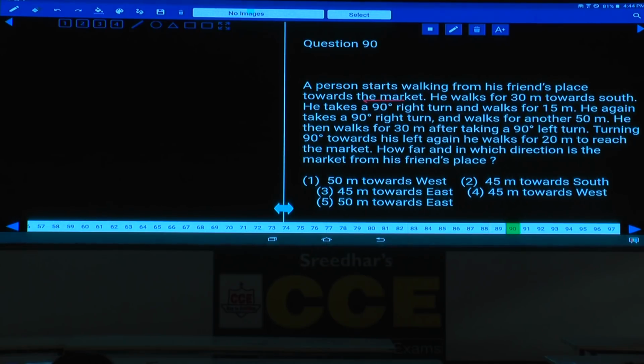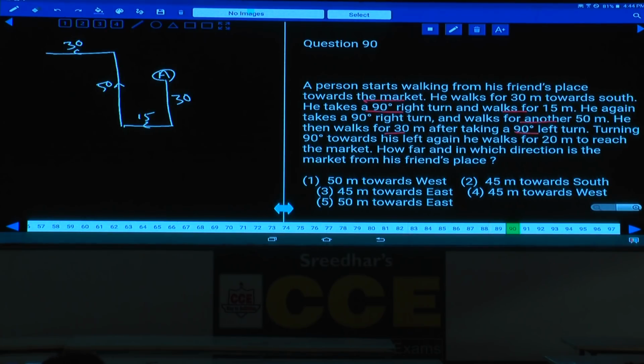Now let us take A at this place, from here 30 meters, then a 90 degrees right turn on the right hand side and walks for 15 meters. Now here the distance is 15 meters. He again takes a 90 degrees right and walks for another 50 meters. Now this is 50 meters. And he then walks for 30 meters after taking a 90 degrees left. From here, 90 degrees left, 30 meters.